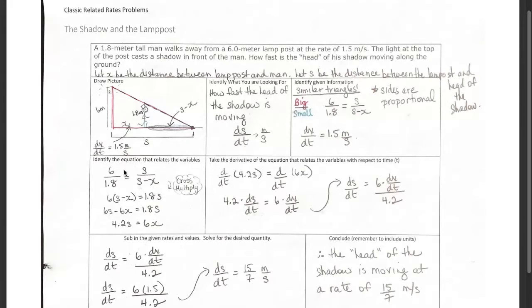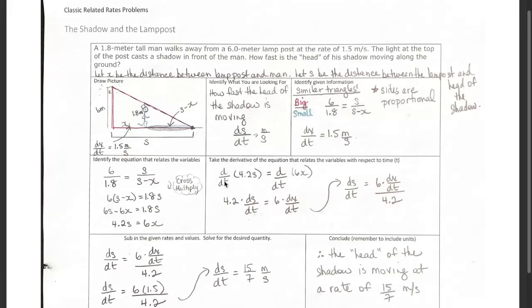So here's my equation. And all I did is I just cross multiplied to get rid of the fractions. So I have 6 times s minus x equals 1.8 times s. And then I just collected my like terms. And I now have an equation that says 4.2s is equal to 6x. So this is a nice equation that relates my two variables. And now I'm going to take the derivative of the equation with respect to time.